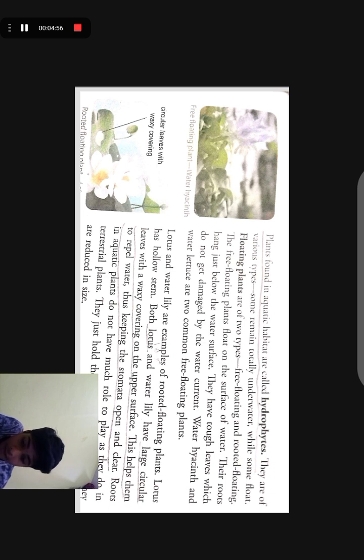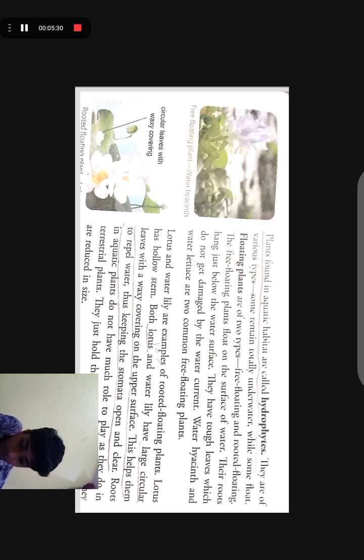Lotus has a hollow stem. Both lotus and water lily have large circular leaves with a waxy coating on the upper surface which repels the water from the leaf. This helps them to repel the water, thus keeping the stomata open and clear. In the picture where the lotus has been shown, you can see the circular leaves with waxy coating. It protects the leaf from the water.